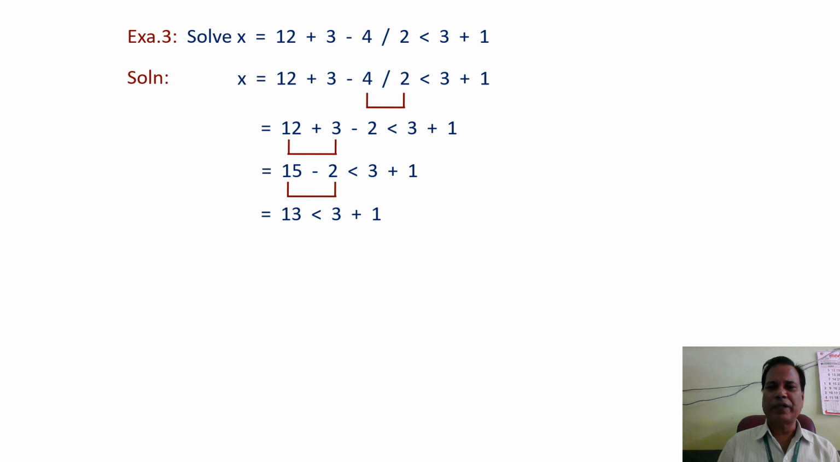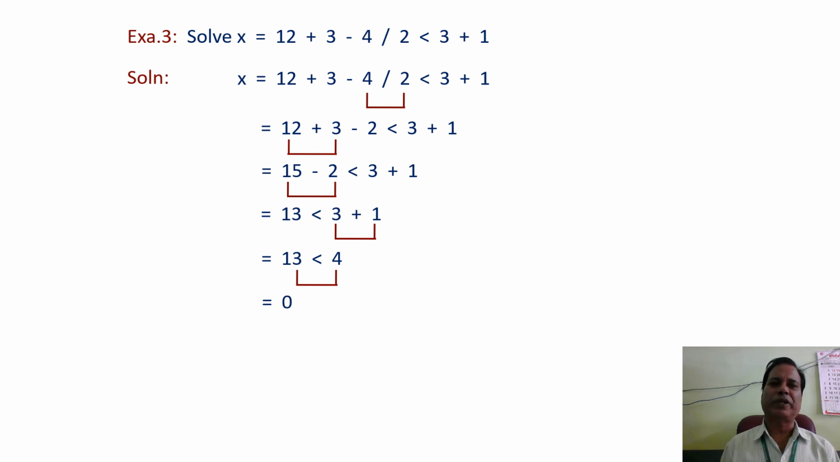Now here in the two operators, less than and plus, the addition operator has the higher priority. So we solve this one, that is 3 plus 1 results in 4. So 13 less than 4. So this is the relational operator. Naturally 13 less than 4 is wrong, and finally we get the output as 0.